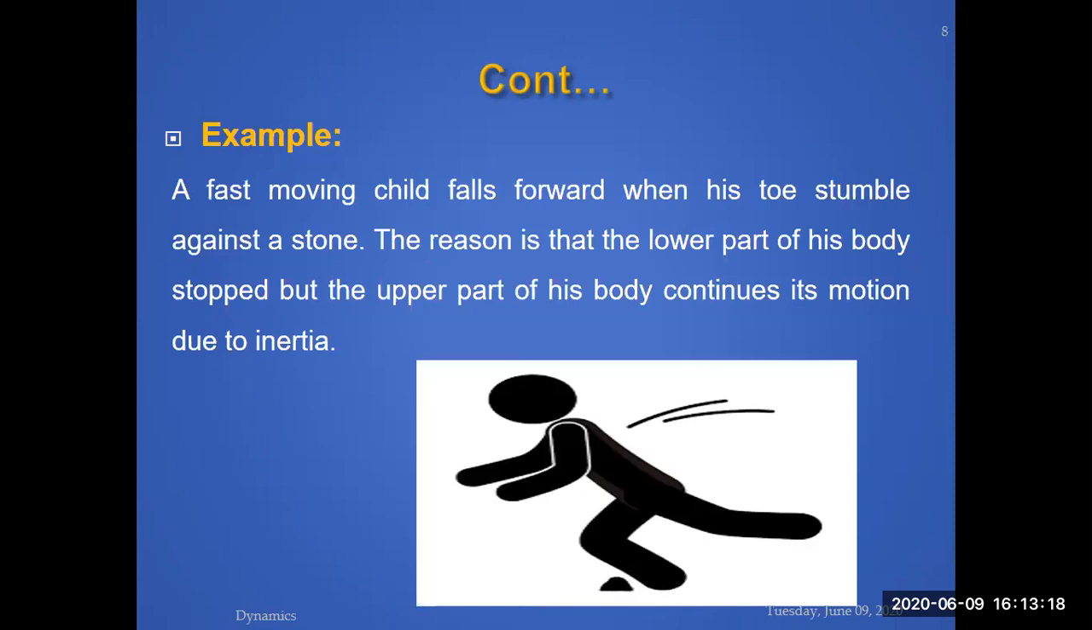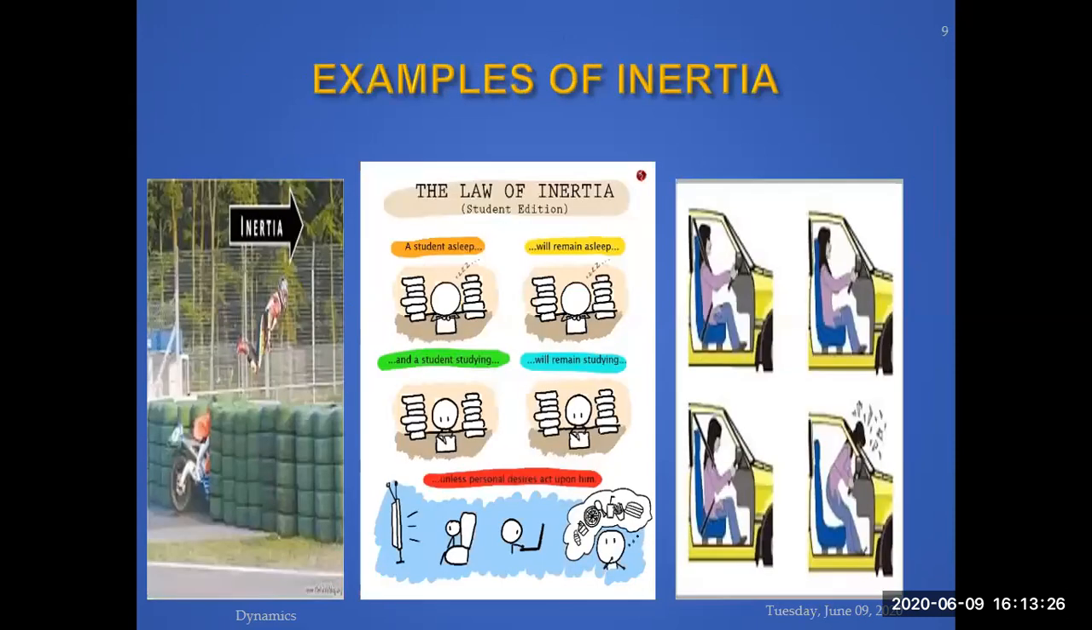The reason is that the lower portion of his body stopped, but the upper portion of the body continued its motion due to inertia. So that's why he wants to be in motion. So that's why he falls forward. So these are the different examples of inertia.